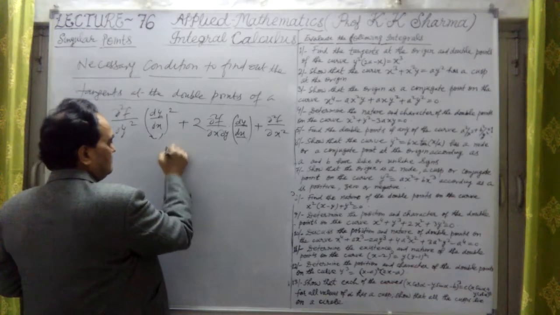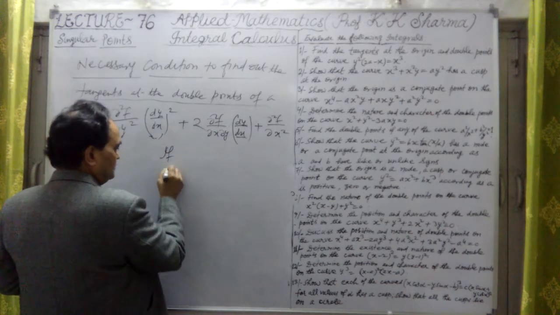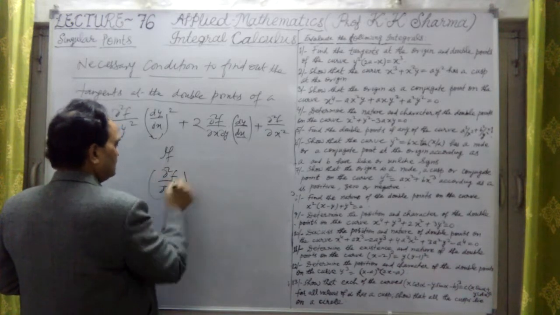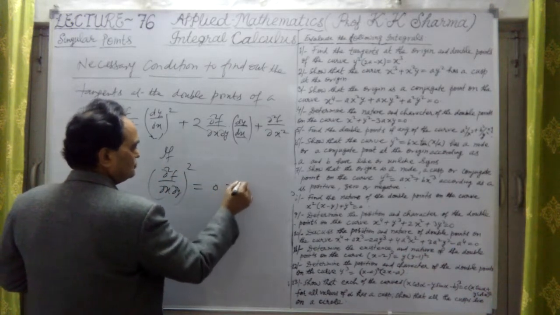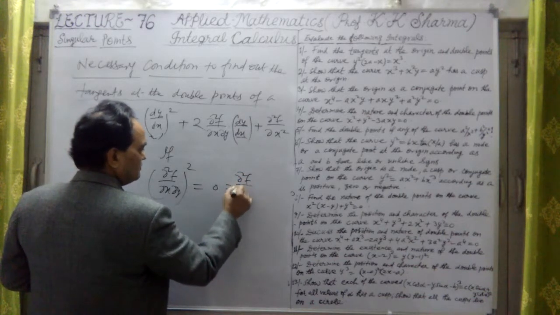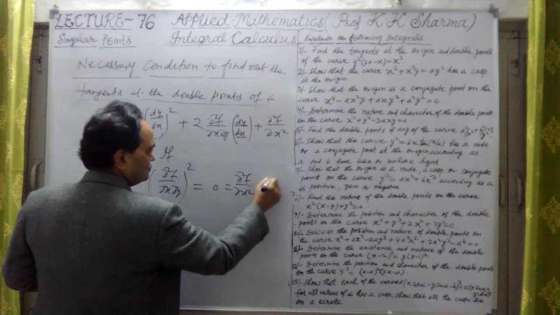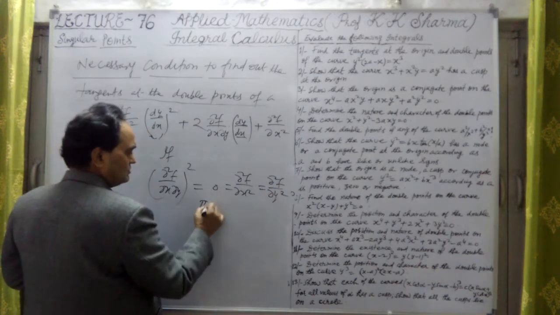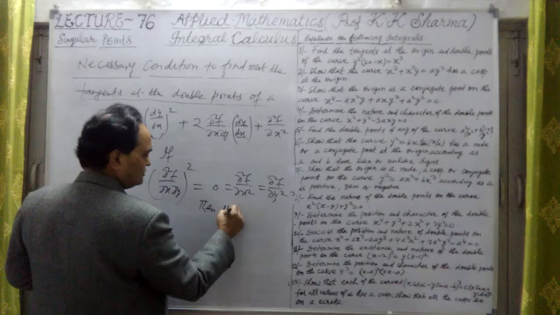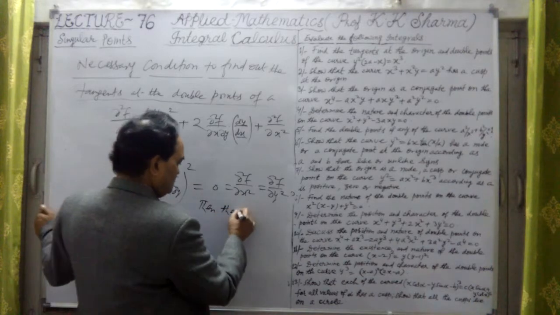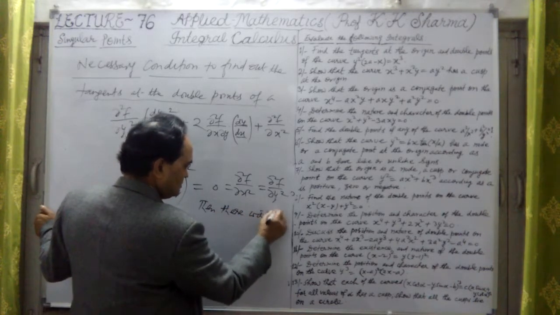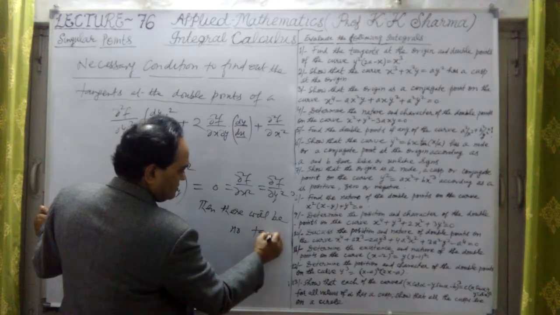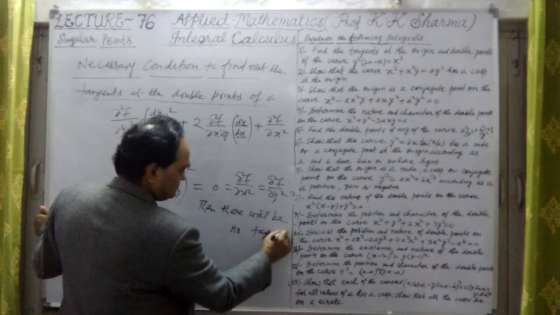or let me write here, if del square f upon del x del y equal to 0 equal to del square f upon del x square equal to del square f upon del y square, then there will be no tangents in this case. Tangents will not exist.